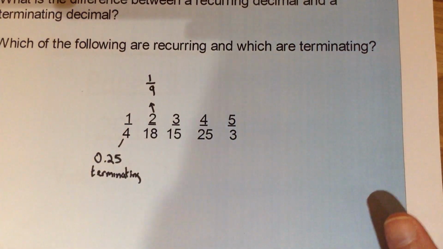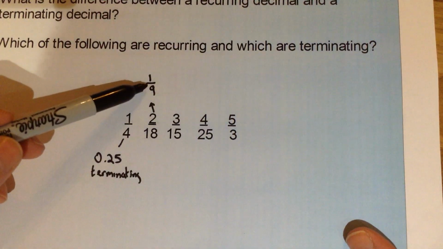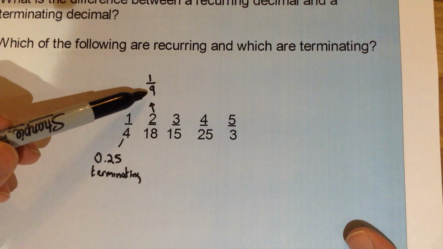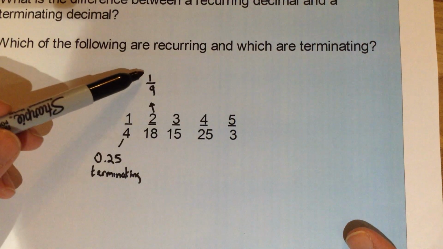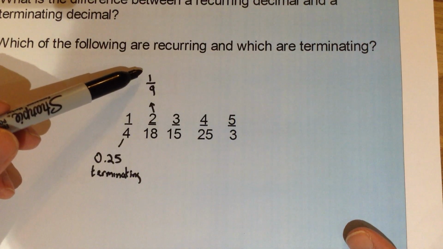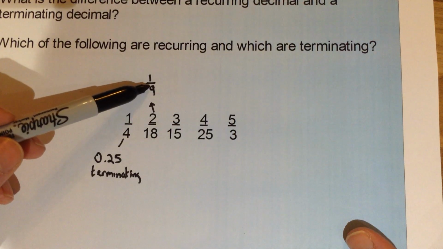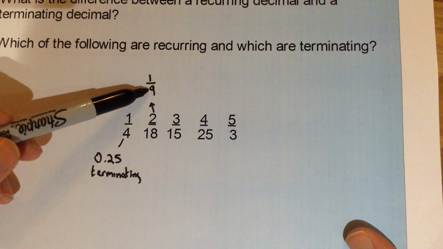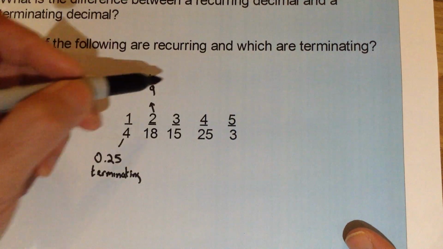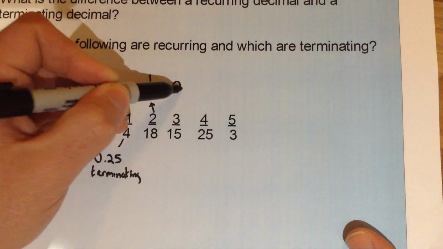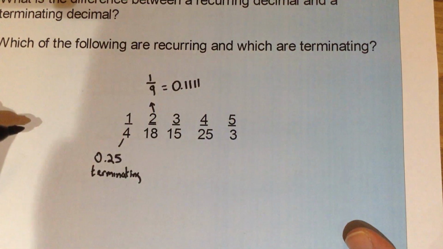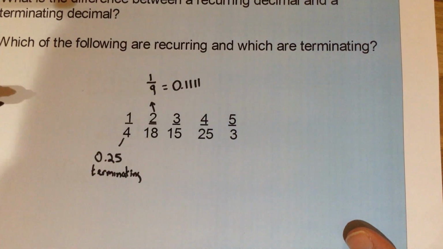Now whenever you divide any number by a multiple of 3, the resulting decimal will always be a recurring decimal. So here, because 9 is in the 3 times table, 1/9 is always going to be a recurring decimal. In fact, it is 0.1 recurring. So recurring decimal for 1/9.